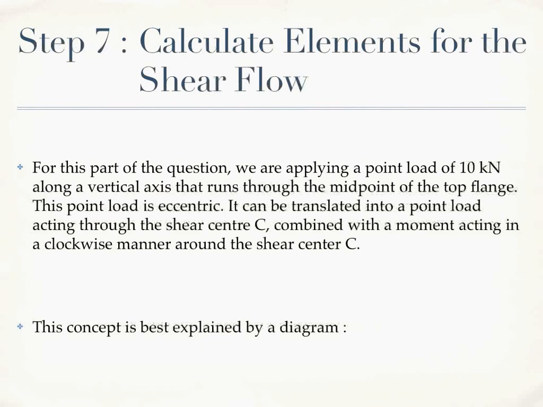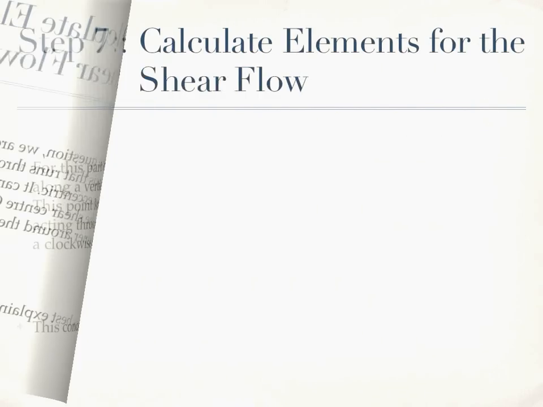This point load can be considered eccentric, and we want to translate it into a point load that is acting at the shear center C. To do that, we're going to create a force acting through the shear center C that has the same magnitude as the force, but to compensate, we're also going to include a clockwise moment about the shear center C. To better understand this, here is a diagram.